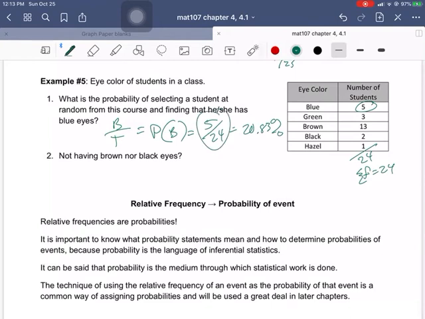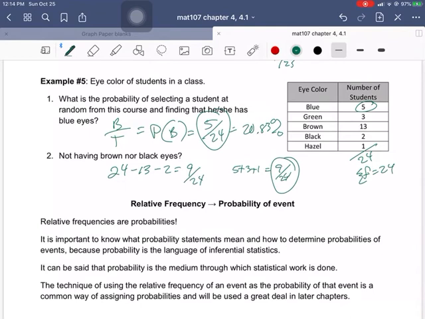Okay. Not having brown or black eyes. Couple ways to go for that. You could take the total and subtract the brown and the black. That's going to give you 9. Or you can say blue is 5, green is 3, hazel is 1, that's 9. Either way, that's the answer.